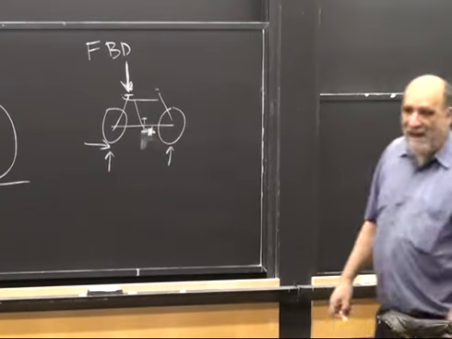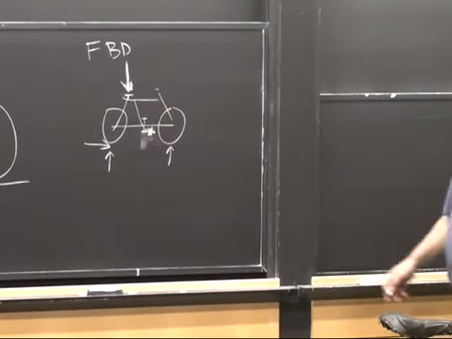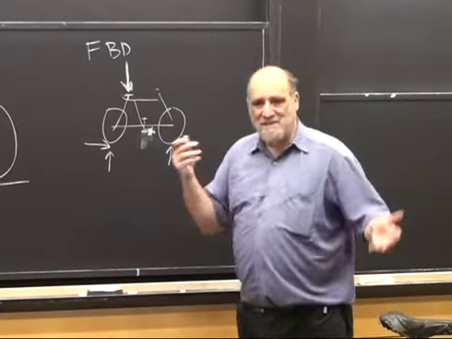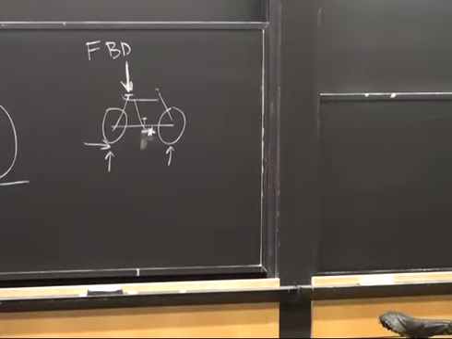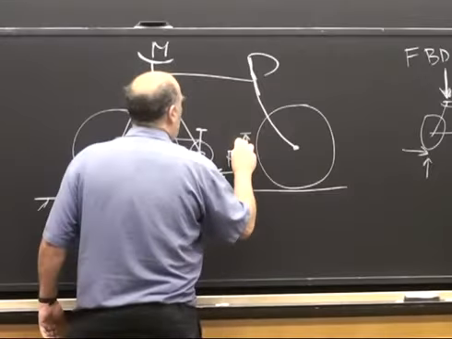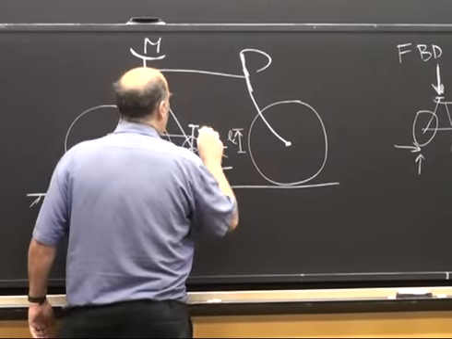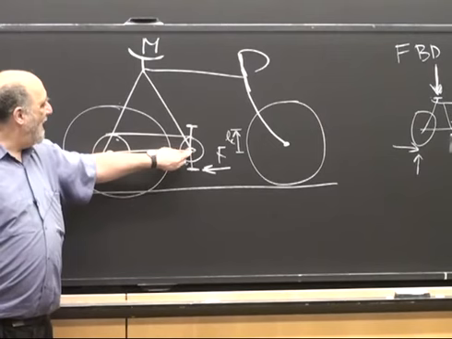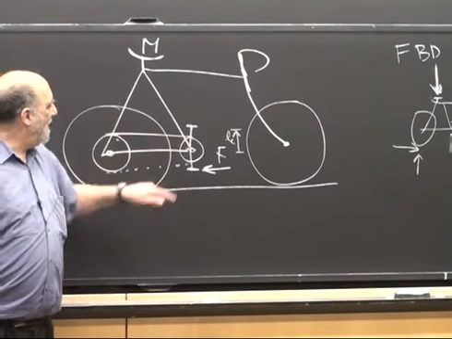Okay, now we want to do an analysis of this system. How are we going to do an analysis? Well, we've got to label dimensions and forces and stuff like that. So what dimensions do we have to deal with here? We have, say, the length of this piece here. This is called the crank on a bicycle, the one that connects this crank axle to the pedal. So that's the length of the crank.